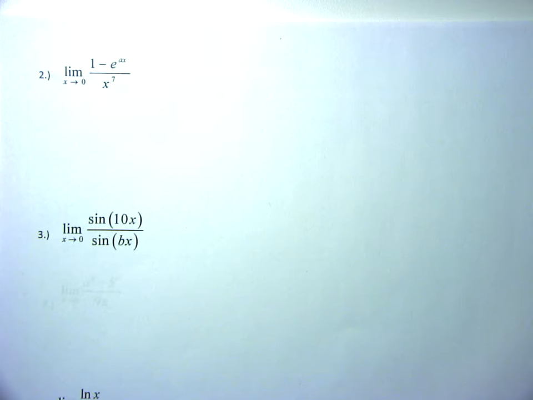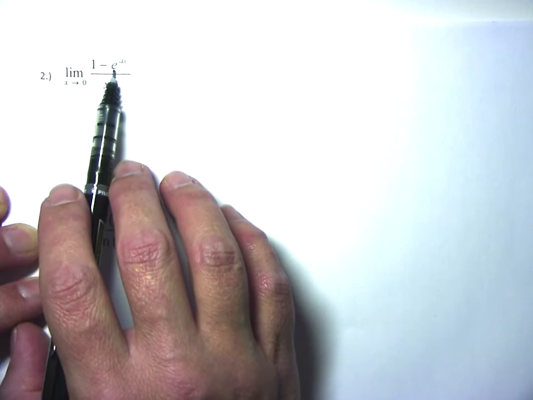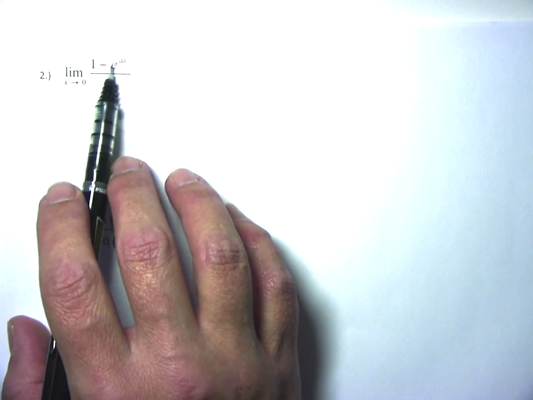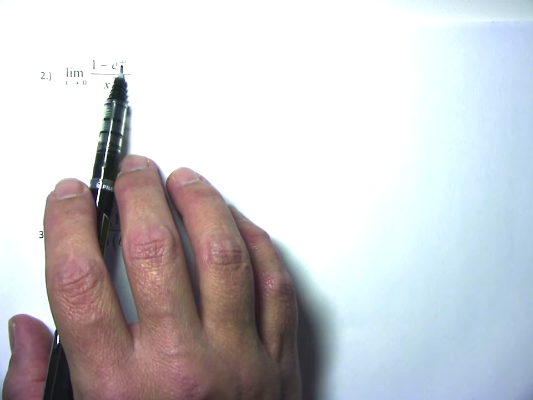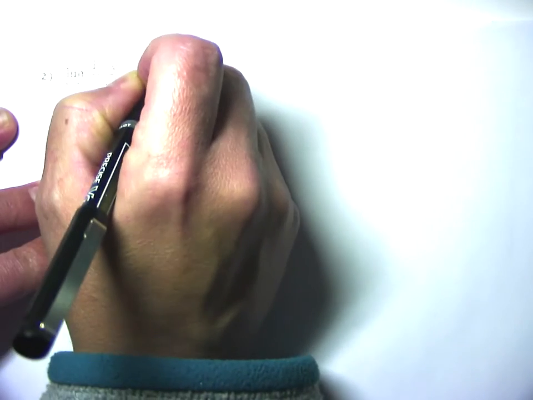We treat it as if it is a constant. All right, so let's see. If I plug 0 in here, I will have 1 minus e raised to the power a times 0. That is e to the power 0, and e to the power 0 is equal to 1. 1 minus 1 is equal to 0. In the denominator, if I plug 0 in for x, I get 0.